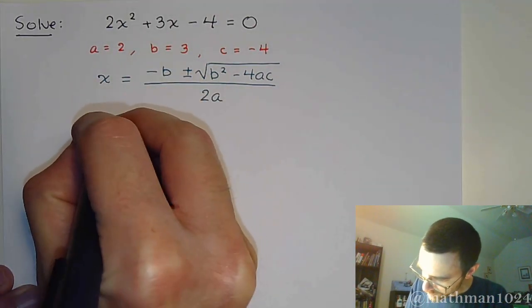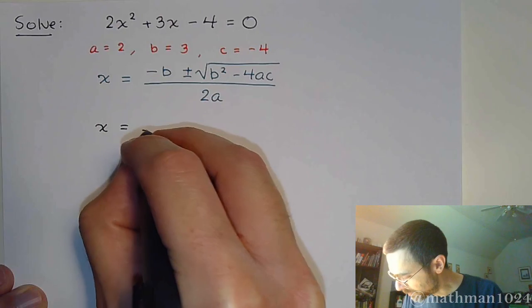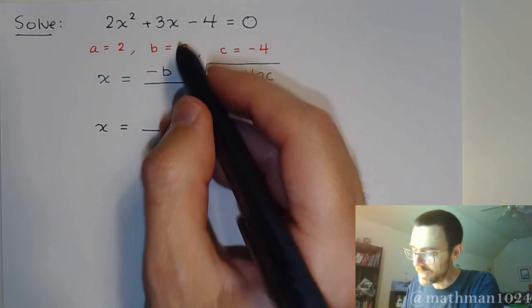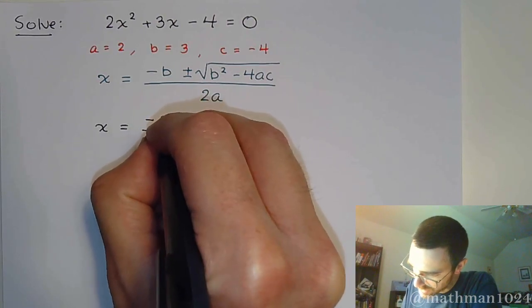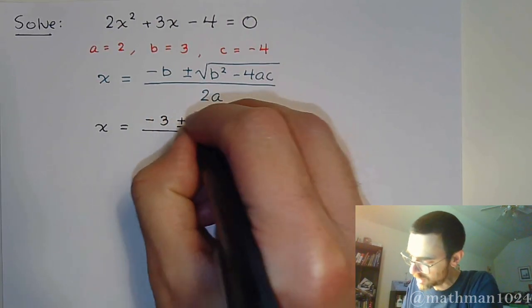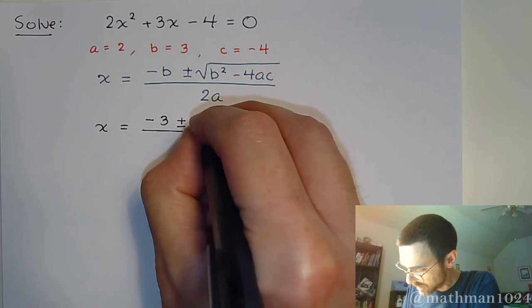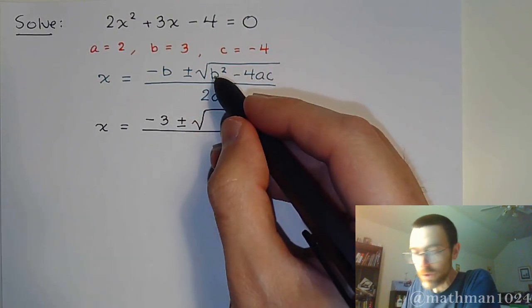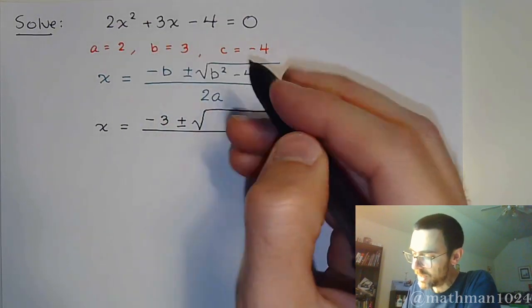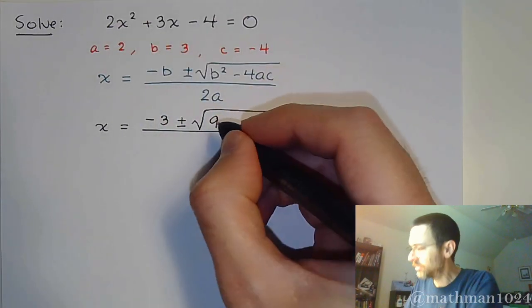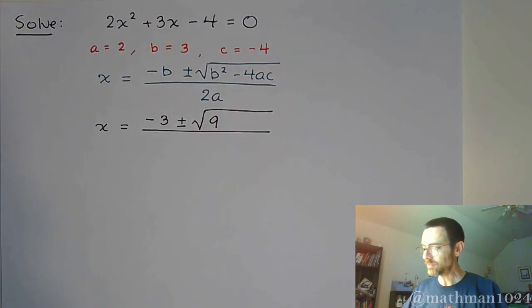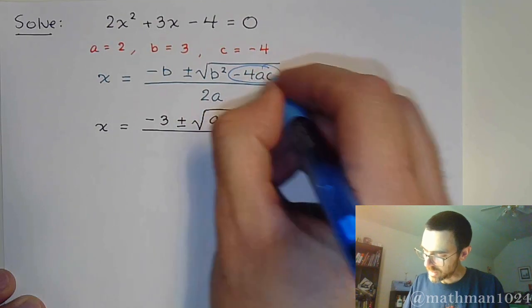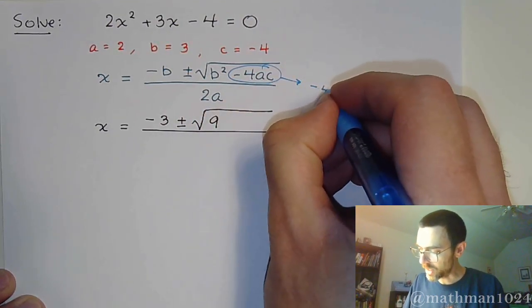Now plug in. X equals, okay, we got a big fraction here, -b, so b is 3, so that's going to be -3, plus or minus the square root. All right, so I've got to do b squared. If b is 3, then b squared is 9. Now here's what I do. I take the -4ac, I take this guy off to the side and I work it out.